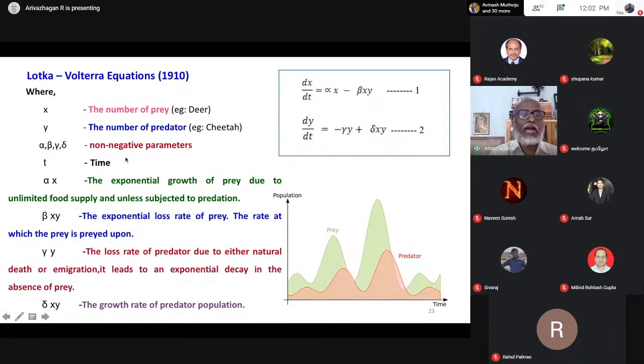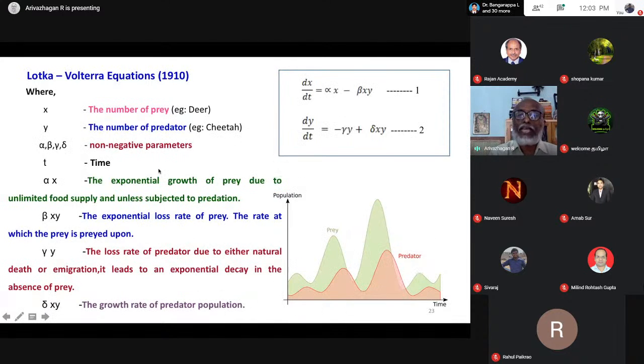Then what are alpha, beta, gamma? Those are non-negative parameters. So many parameters are the reason for the population growth. Then t is time. Then what is alpha x? Alpha x is the exponential growth of the prey due to unlimited food supply and not subject to predation. I told you in the previous slide, there is no predation. Because of unlimited food supply, the population of prey increases. That growth is also exponential.